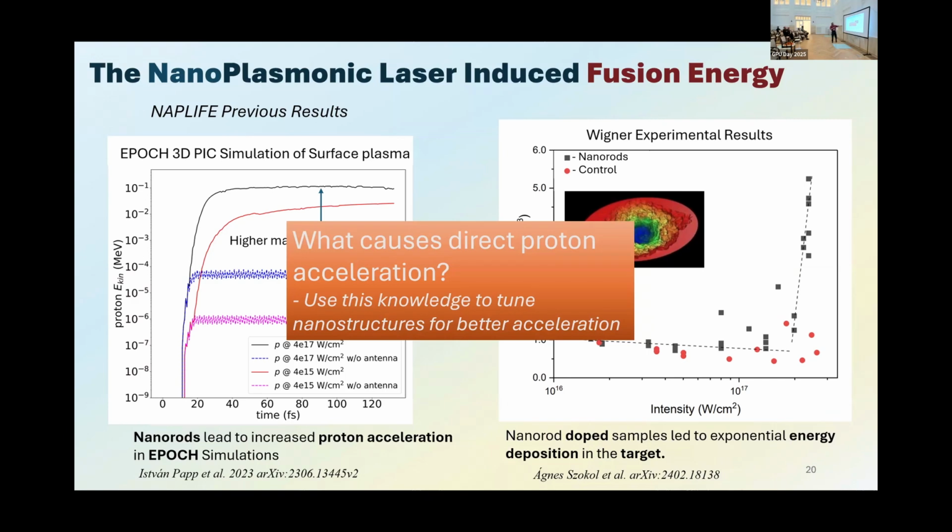So the interest to me is what is causing proton acceleration in these experiments, and how can we use our understanding of the proton acceleration to tune the laser targets to get even better proton acceleration.